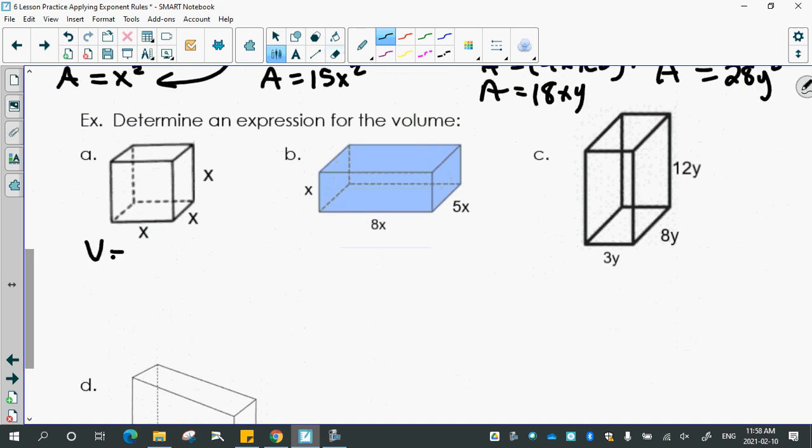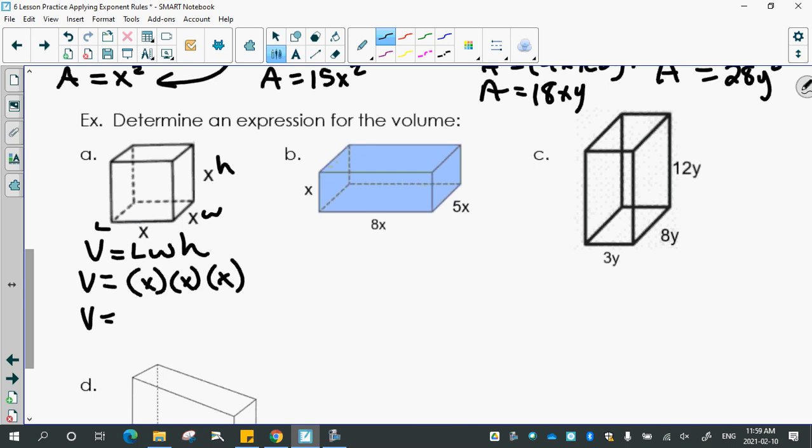Determine an expression for the volume of each this time. So volume again is our length times width times height. Just make sure you don't accidentally use one twice. To avoid that, you can label them. When they're all the same, it doesn't really matter, but when they're all different, make sure you know that you've used all three when you're calculating it. In this case, they're all x. So what is x times x times x? X cubed, very good.